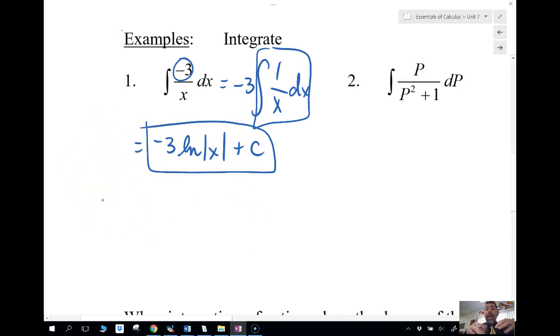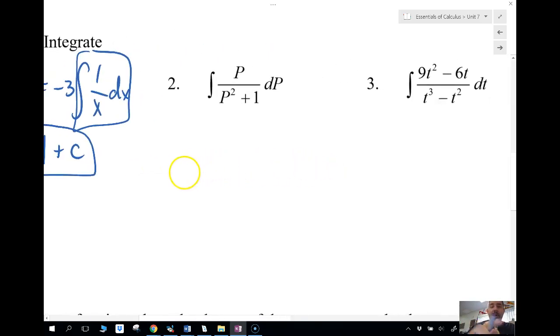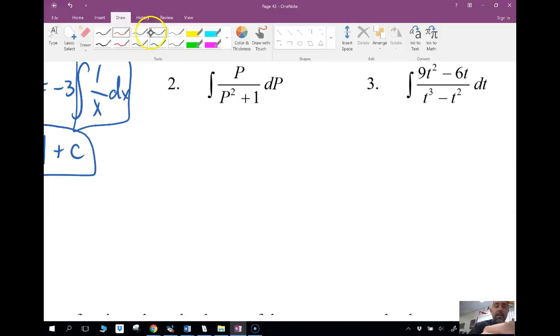So when we have 1 over x, when x is a power of 1, we're going to use a logarithm. So that's the general thing. But maybe sometimes it might not be a power of 1, in which case we need to use reverse chain rule. So let's take a look at an example that does just that.